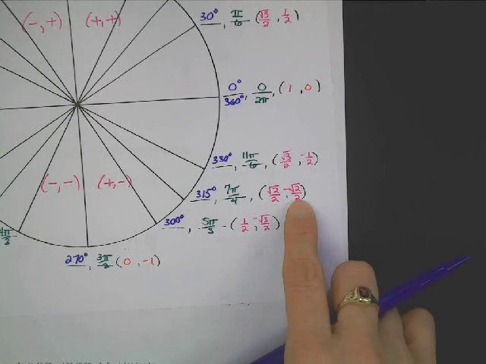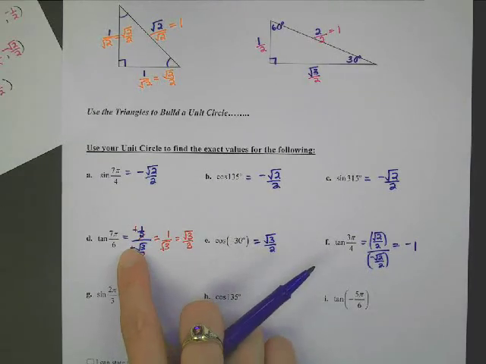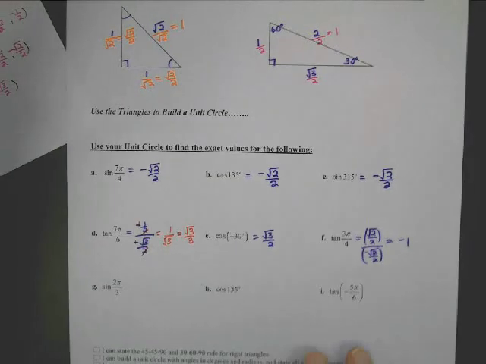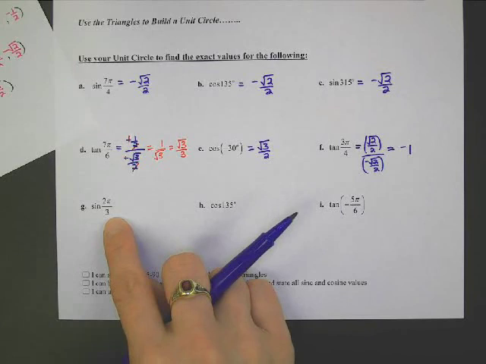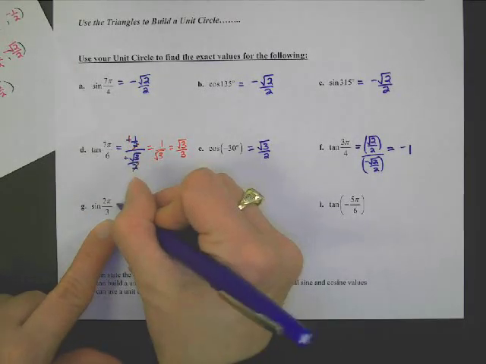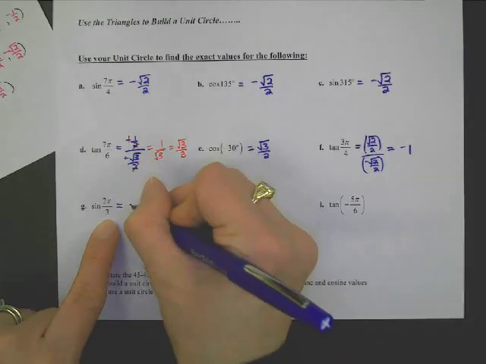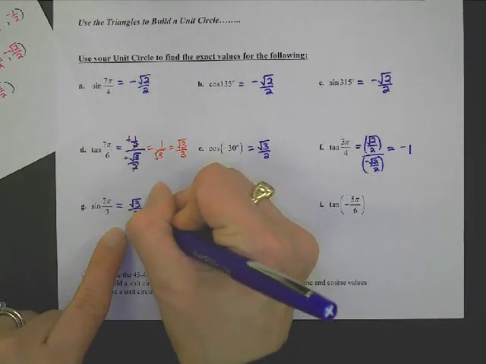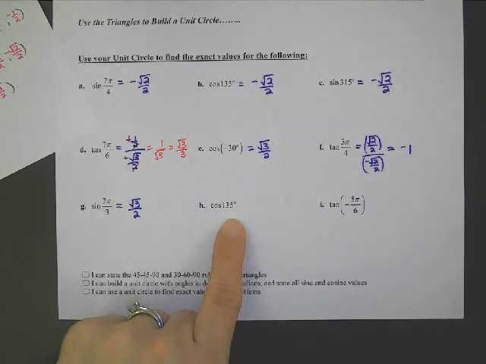Okay, a couple more. 2 pi over 3. Go to 2 pi over 3 in your circle and tell me the sine value. Radical 3 over 2. Go to 135 and tell me the cosine. Negative radical 2 over 2. And the final answer is negative 5 pi over 6.